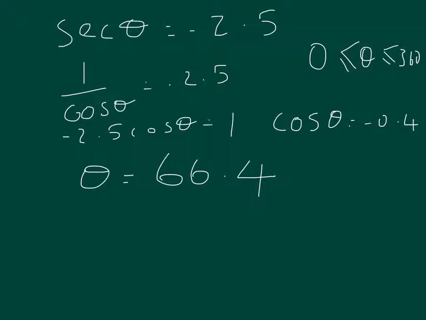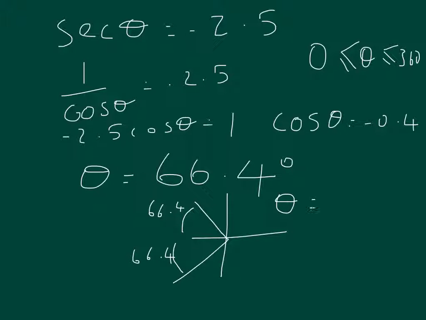Because the last line of our equation was negative, it means it's in the opposite two quadrants. So it's in the sine quadrant and the tan quadrant. The two answers would be 90 plus 66.4, so 113.6, and 180 plus 66.4, which is equal to 246.4.